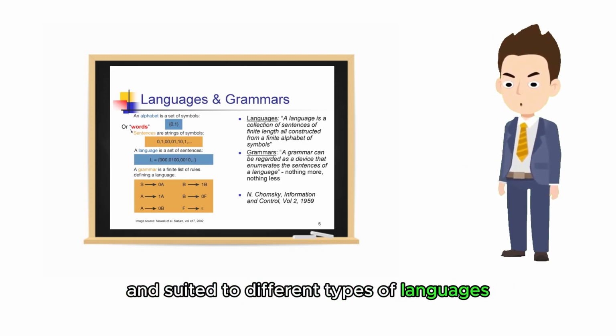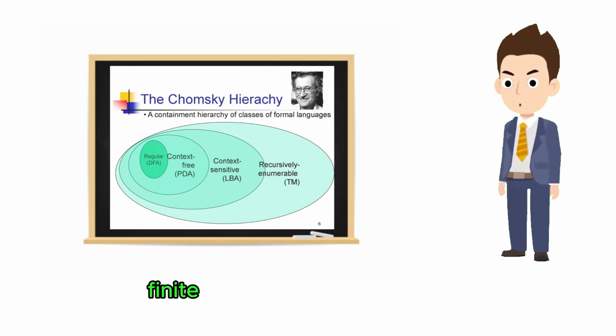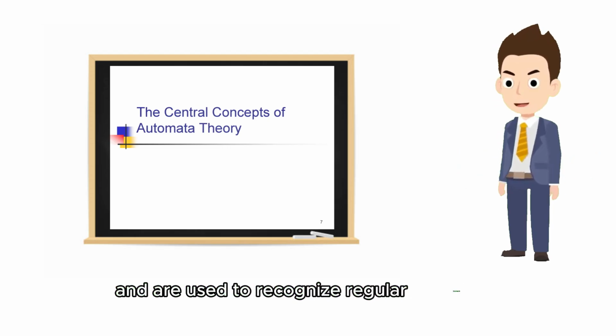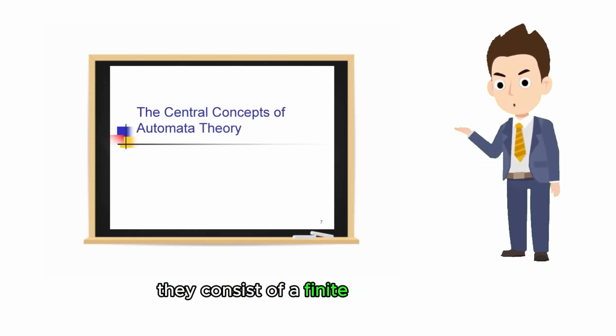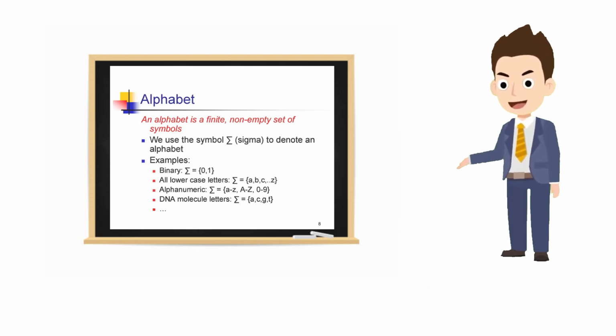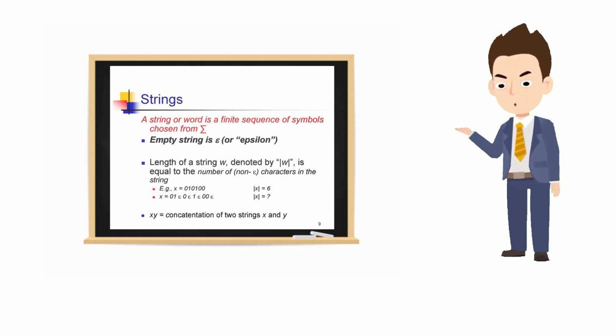of languages. Some of the most common types include finite automata. Finite automata are the simplest type and are used to recognize regular languages. They consist of a finite set of states and transitions between these states based on input symbols. Finite automata can recognize patterns like regular expressions.